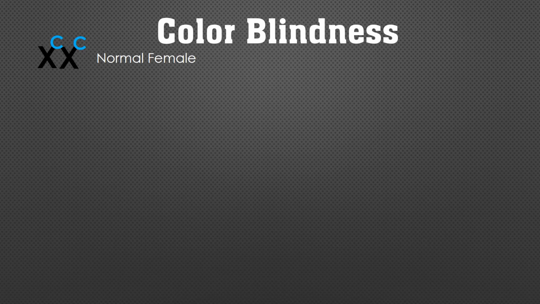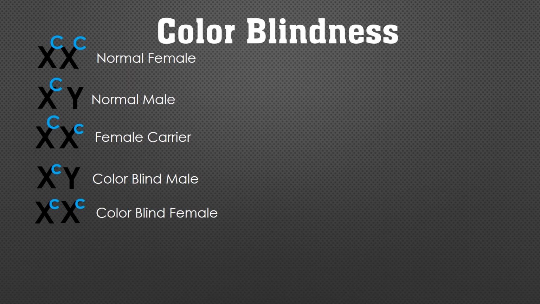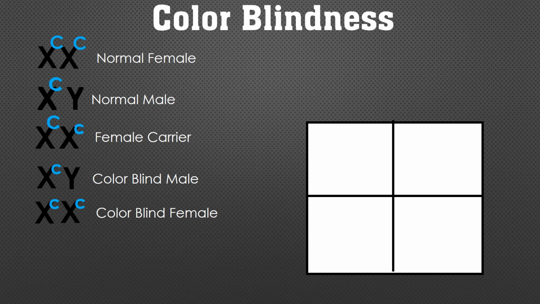There's going to be a normal female who has a capital C on both of her chromosomes. A normal male is going to have a capital C on his X chromosome. Notice that there are no C's on his Y chromosome because the Y chromosome does not carry the color blindness trait. The female carrier is going to have a capital C on one of her chromosomes and a lowercase c on the other chromosome, while a colorblind male is going to have a lowercase c on his X chromosome, and a colorblind female needs to have two lowercase c's on each of her X chromosomes.